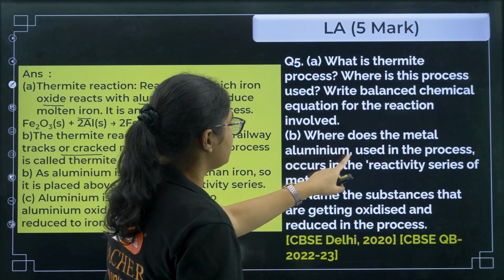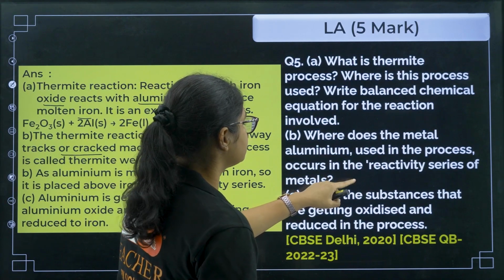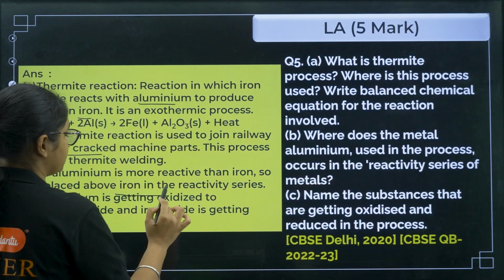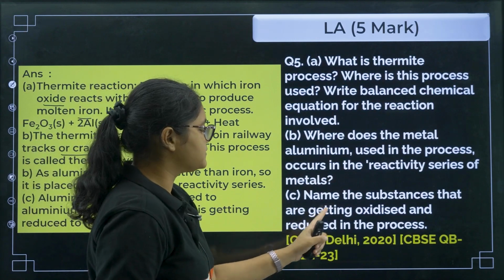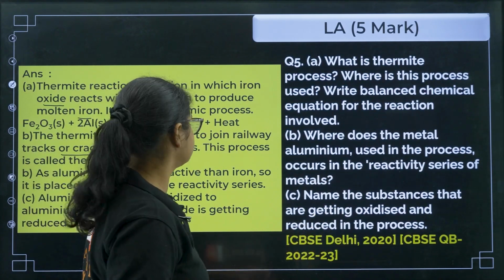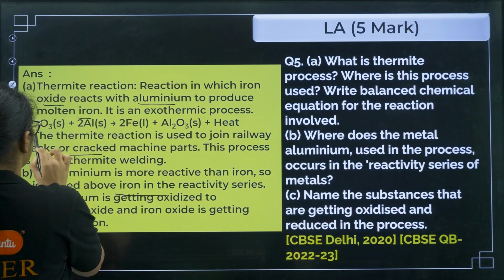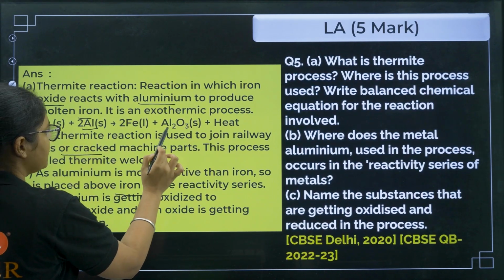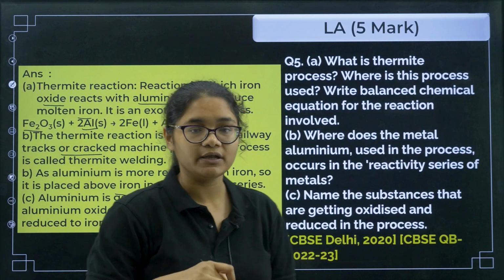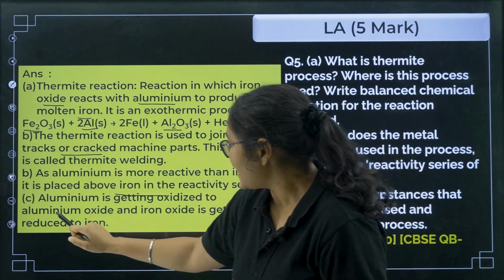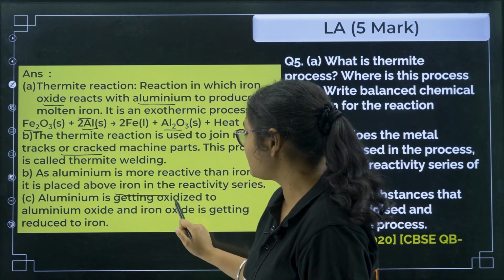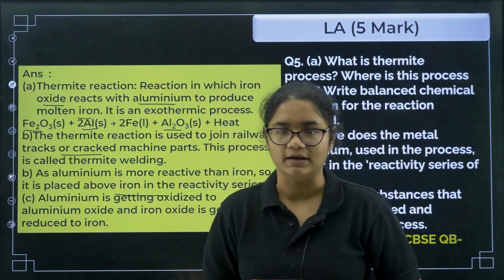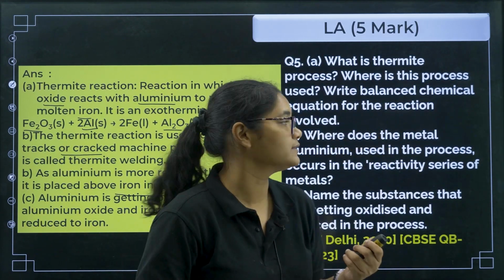Next, where does the metal aluminium used in this process occur in the reactivity series? It is more reactive than iron, so it is placed above iron. Name the substance that is getting oxidized and reduced in the process. From Fe2O3 we have removed oxygen, so iron is undergoing reduction, and with aluminium oxygen is added, so aluminium is undergoing oxidation. Aluminium is getting oxidized to aluminium oxide and iron oxide is getting reduced to iron. By the common definition, you can easily tell this.